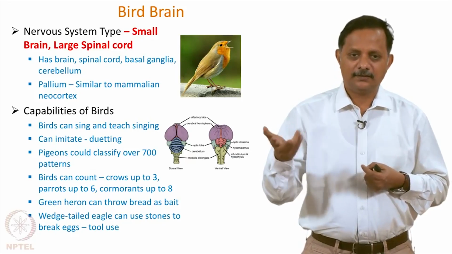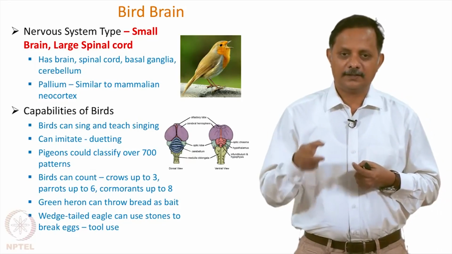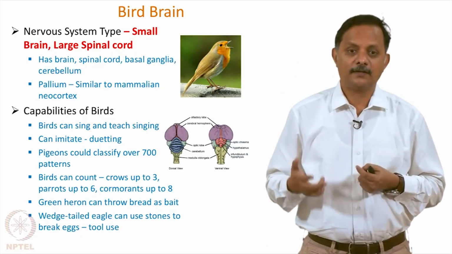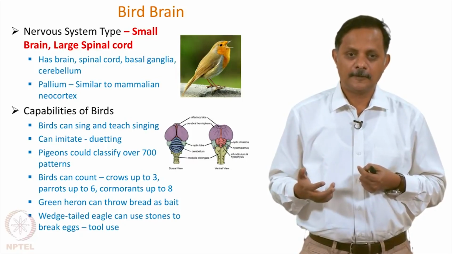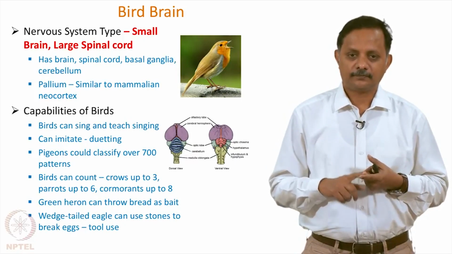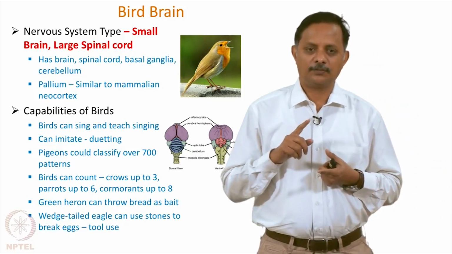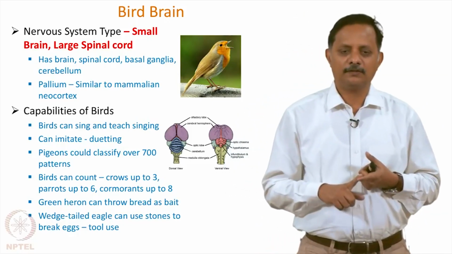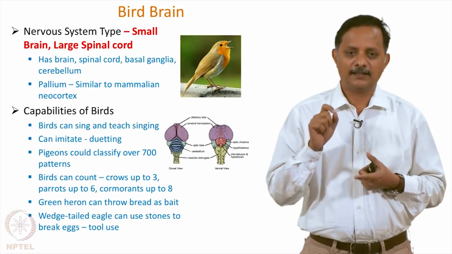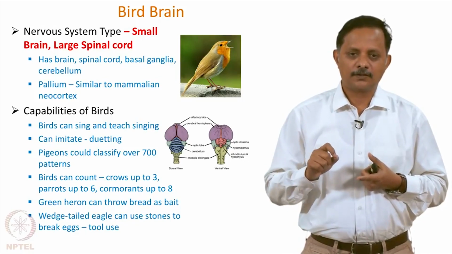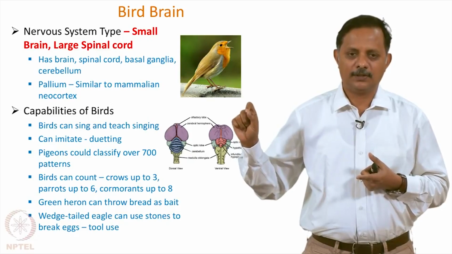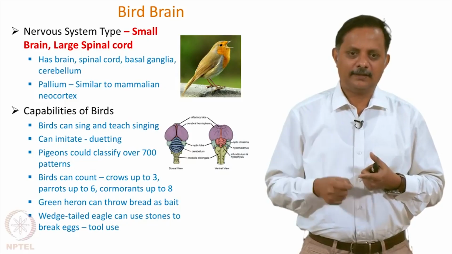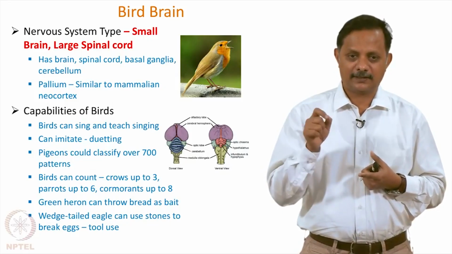They can imitate each other, what is called duetting, and they have very rich pattern classification capabilities. For example, pigeons were found to classify over 700 patterns, which is a very large number, and birds also can count. So, for example, crows were found to count up to 3, which is not much, parrots up to 6, cormorants up to 8, and a green heron, it was found, can throw a piece of bread as bait to catch fish. So, to use a third object to interact with a second object in a certain way is considered very smart. Or a wedge-tailed eagle can use stones to break eggs.